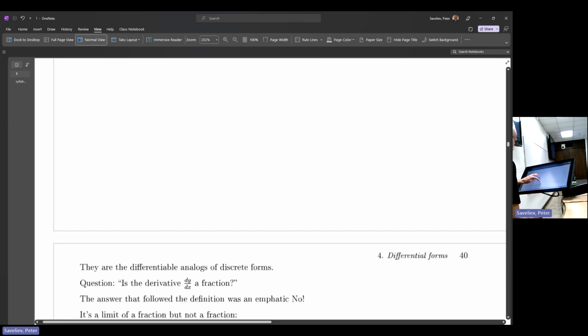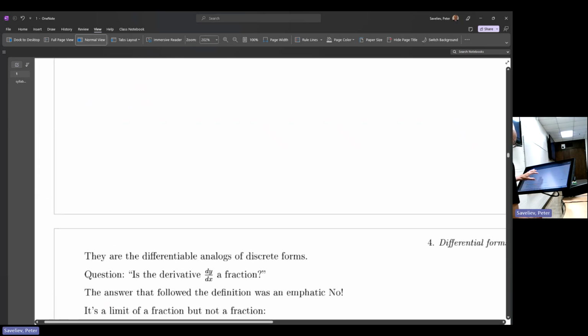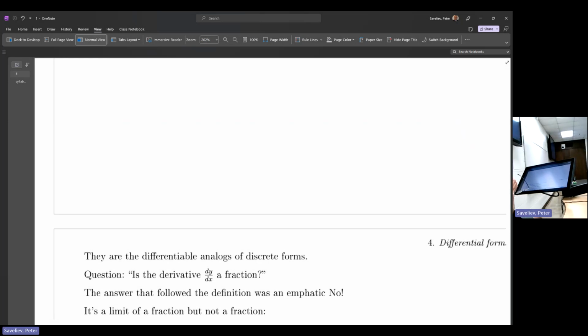So the question here is: is dy dx a fraction? You should have been taught that the answer is no. And now I'll try to turn that around and see in what sense the answer could be yes.